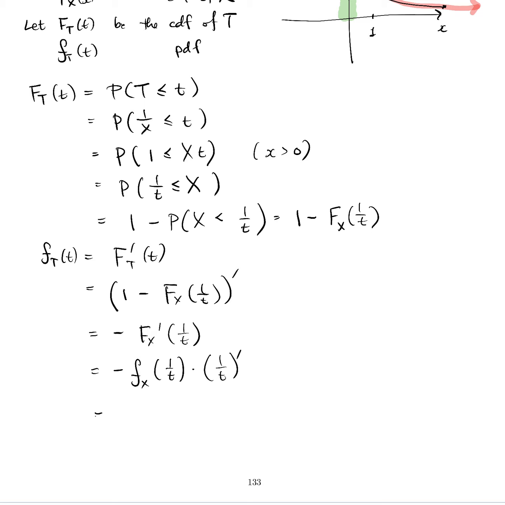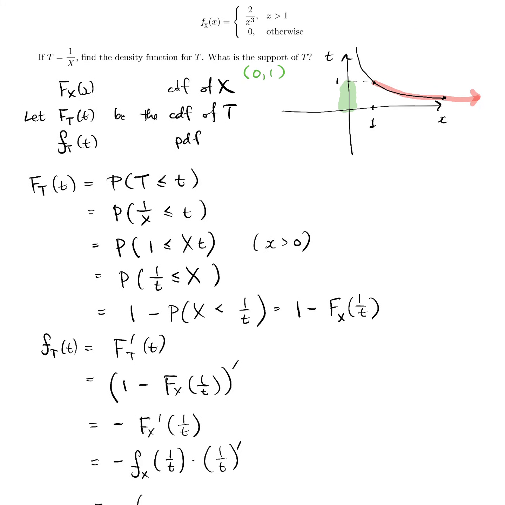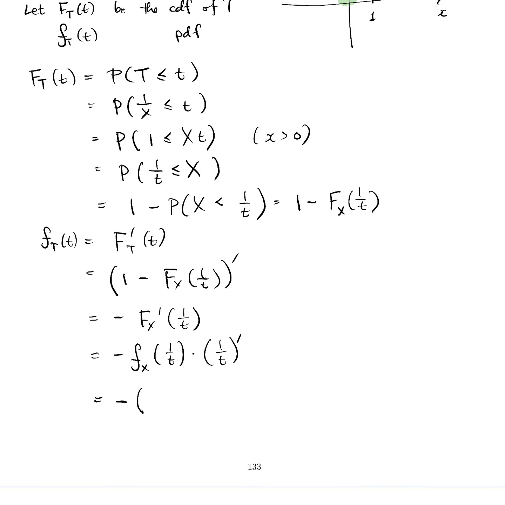And so this is minus, and we plug this in. I've already forgotten what it is. 2 over x cubed. So 2 over 1 over t cubed, times the derivative here, which is minus 1 over t squared. So the minuses are going to cancel each other out. That's nice. We're going to get 2t cubed over t squared, or just 2t.